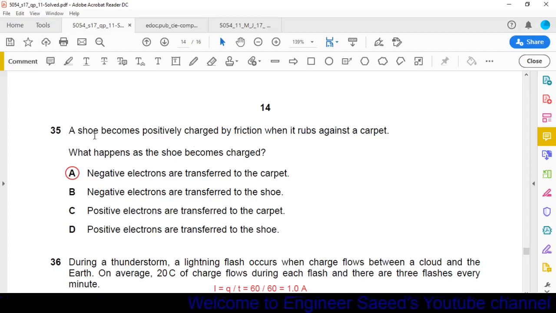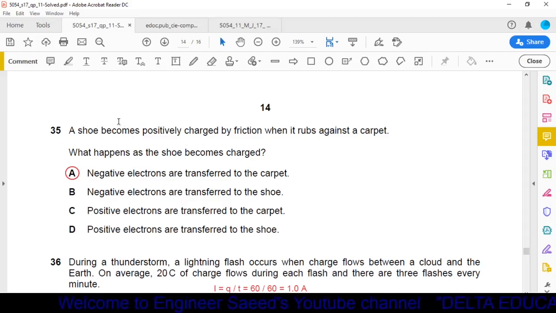Okay, it is given here a shoe becomes positively charged. Positively charged means there is a deficiency of electrons, or electrons are moved away from there. So option C and option D are not possible options. The only possible options are option A and B. Now in A it is given negative electrons are transferred to the carpet. Yes, it is the correct one.